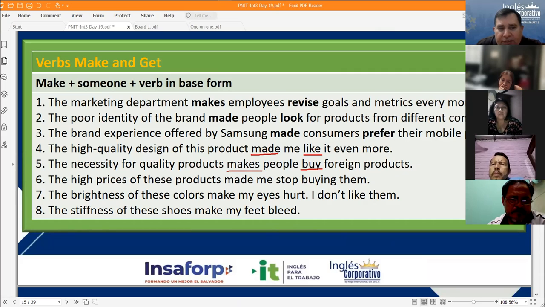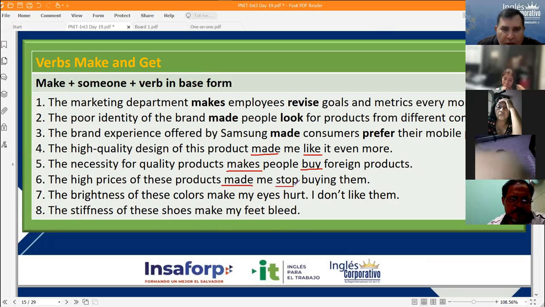High prices of these products made me stop buying them. They were too expensive. They made me stop. The brightness of these colors makes my eyes hurt. I don't like them. The stiffness of these shoes makes my feet bleed.